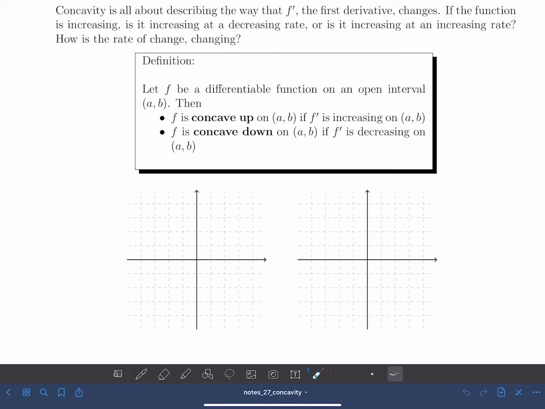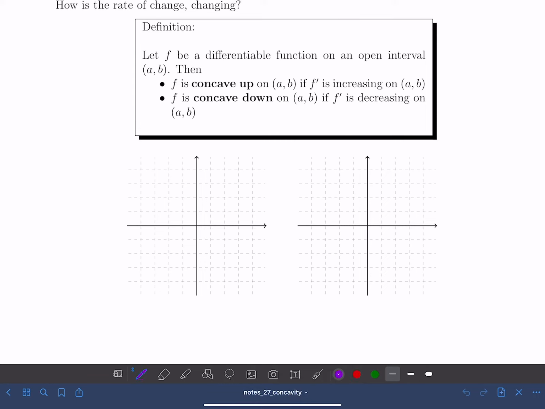So I'm going to draw two pictures. On the left-hand side, I'm going to draw a function which is increasing, and on the right, f is decreasing. And so generally that means that my function is going to be going up or down. But now we're talking about the way it's going, the way that f is increasing is itself increasing.